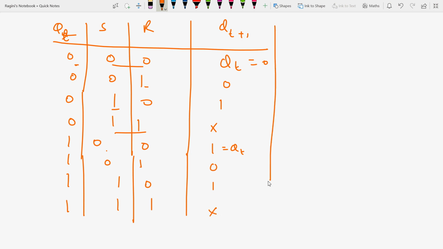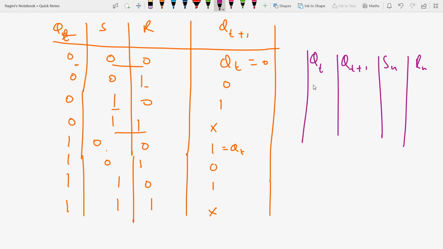Now we have to write the excitation table. For the excitation table, I'm just making you revise, it is like Qt, Qt plus 1, and here Sn input and Rn input, right? Now what you can do here, 0 0, 0 1, 1 0, 1 1. Now you have to determine the S and R input conditions depending upon the present state and the next state of the Q output.